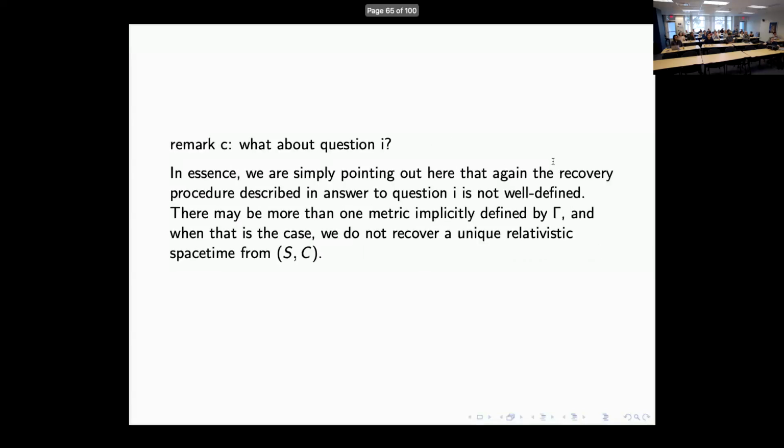Okay. Last. In essence, what we're doing here is we're simply pointing out that the recovery procedure I described in answer to question 1 is not well defined if we think of it as a map from locally G-structured spaces to relativistic spacetimes. It may be that given a locally G-structured space, there's more than one metric that's definable using the structures of that locally G-structured space. So we do not recover a unique relativistic spacetime from SC. Okay.